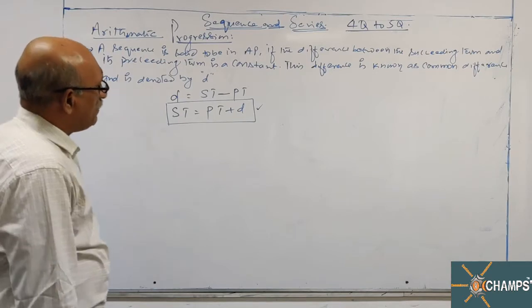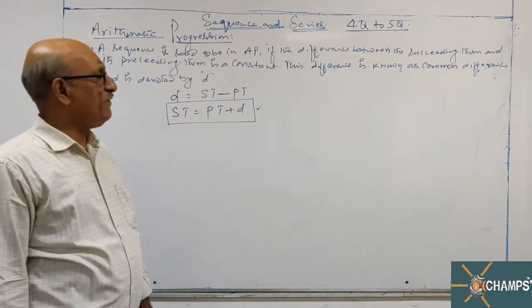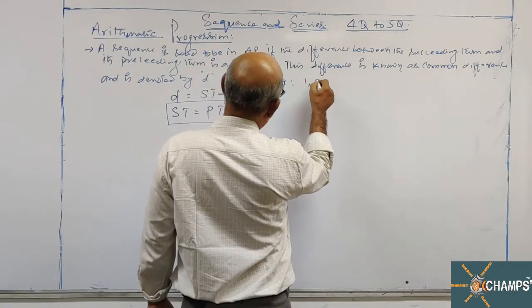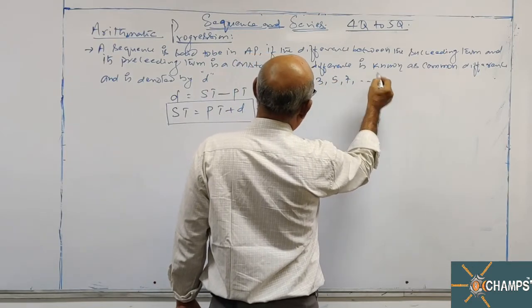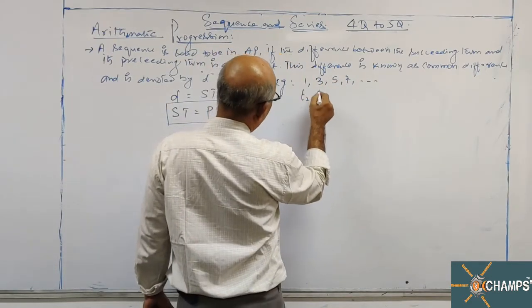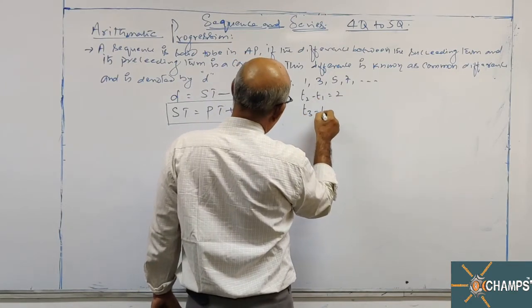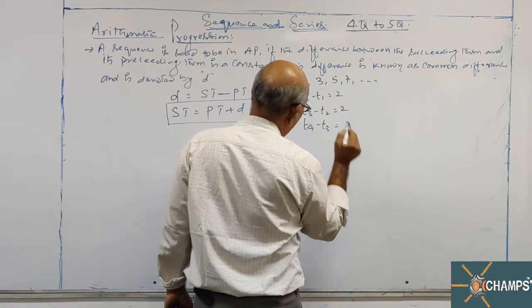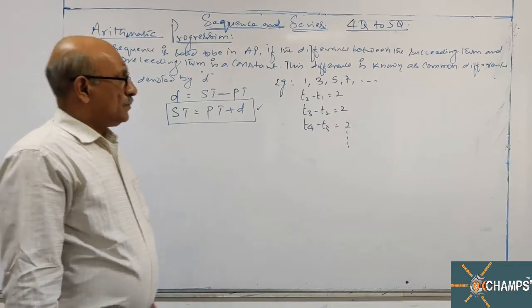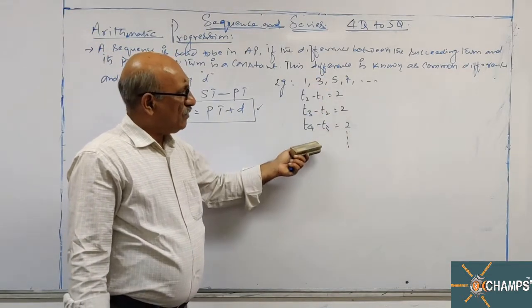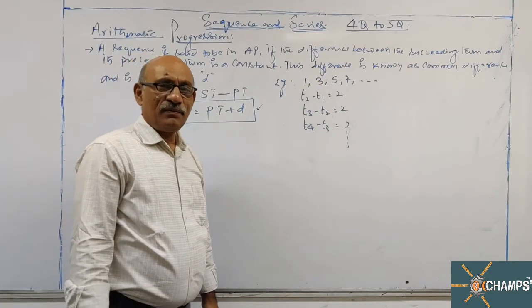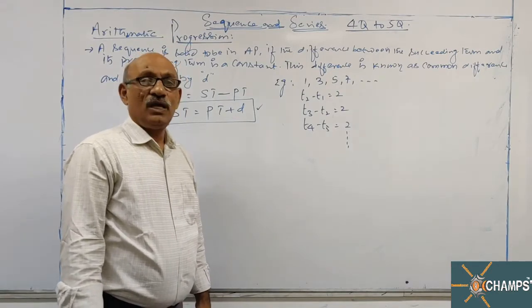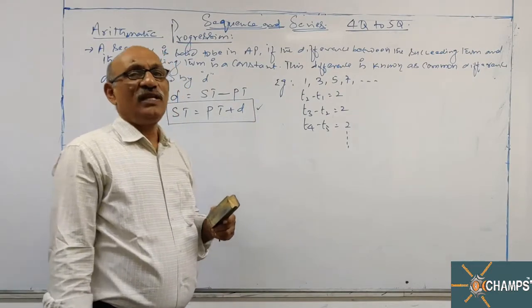Now sir, when numerical numbers are given, we don't have any problem to identify whether the sequence is in AP or not. For example, 1, 3, 5, 7, etc. Look at this. Second term minus first term is equal to 2. Third term minus second term is equal to 2. Fourth term minus third term is equal to 2, etc. Now look at this. The difference between succeeding term and preceding term is a constant throughout the sequence. Therefore, this particular sequence is in arithmetic progression.